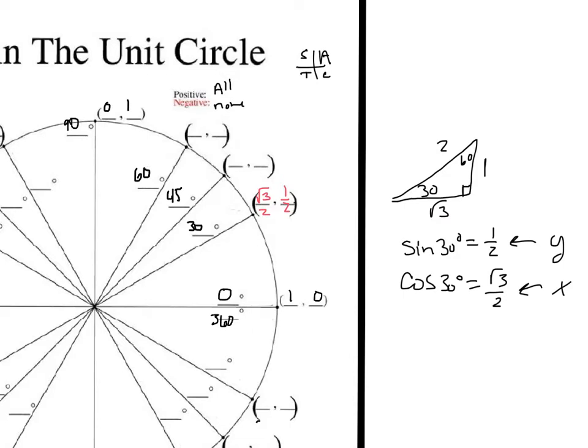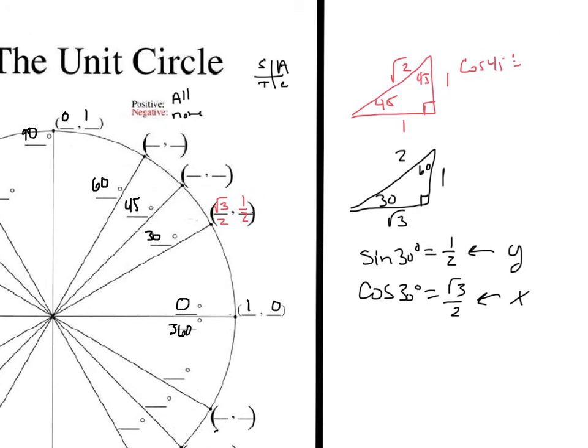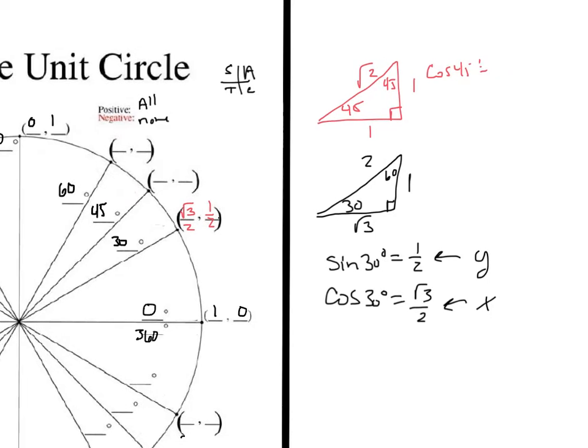Well, then if I do 45 degrees, I can do a 45, 45, 90. And my sides are 1, 1, and root 2. Well, if I take cosine of 45 degrees, that's going to equal 1 over root 2, which is the same as root 2 over 2. Okay, and then if I do sine, it's going to be 1 over root 2, which is the same as root 2 over 2. So I get root 2 over 2, root 2 over 2.